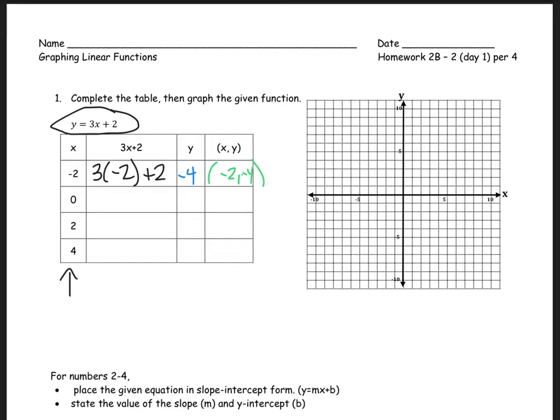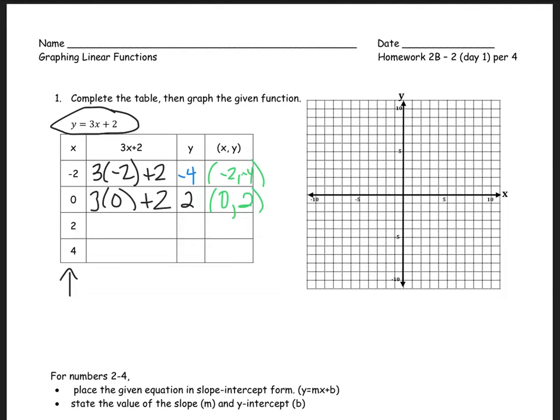Okay, so next up we're going to substitute in 0. So 3 times 0 plus 2. 3 times 0 is 0. 0 plus 2 is 2. So the next coordinate is going to be 0, comma, 2.